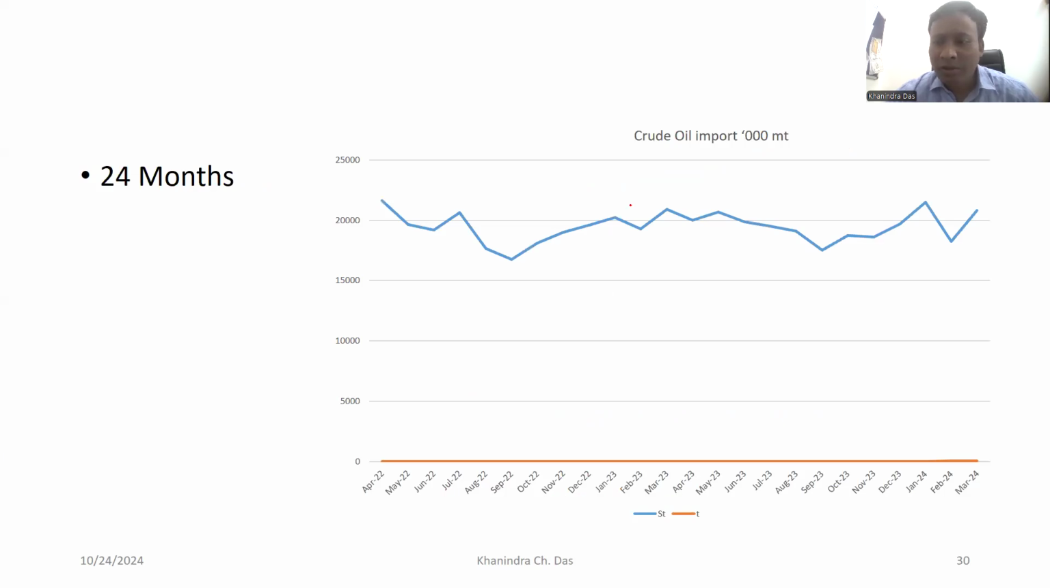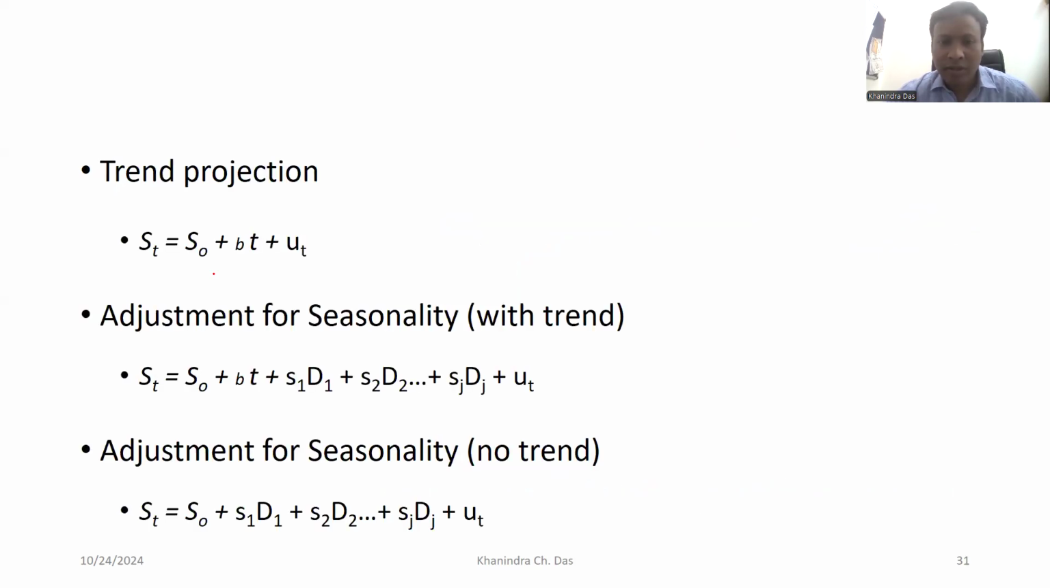The same data is plotted over time for 24 months, and here you have September 2022, and here you have September 2023, and this suggests some sort of seasonality. And if you have to forecast the series, we need to take care of seasonal influence. So let's proceed.